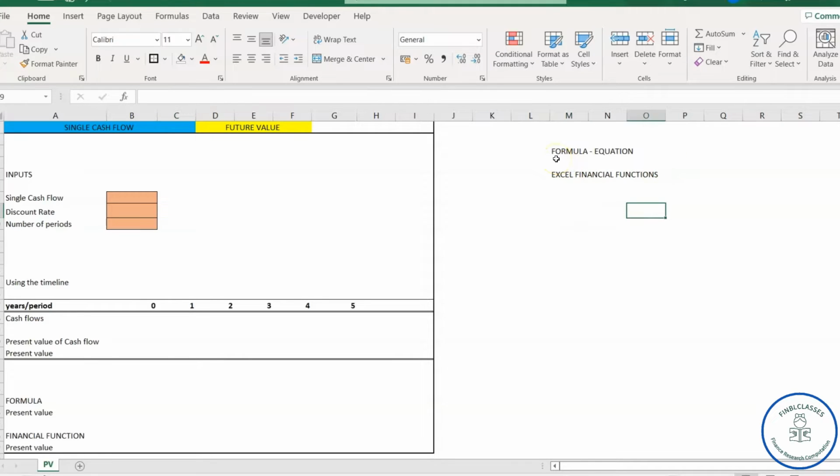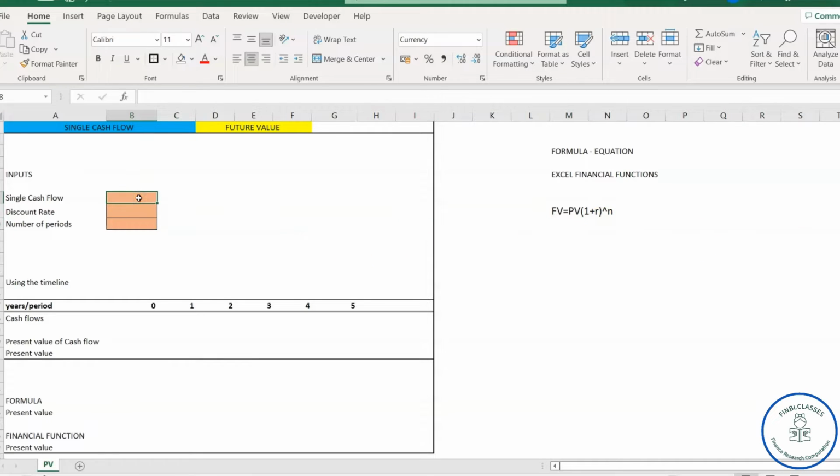We will be calculating with the help of the formula, then we will be using the Excel financial functions. So in this example, we have to calculate the future value. The formula is FV equal to PV, present value, into (1 plus R) whole power N, right? N is the number of years, R is your rate of interest or the discount rate.